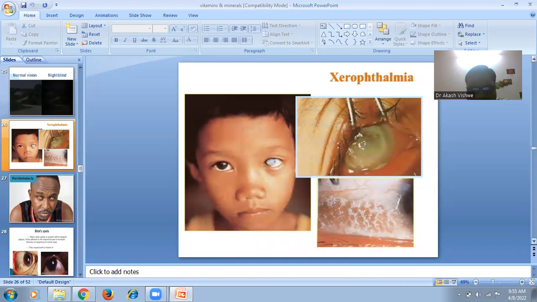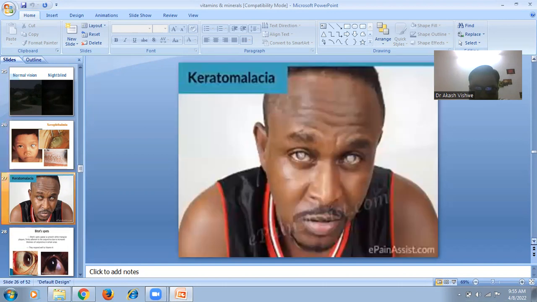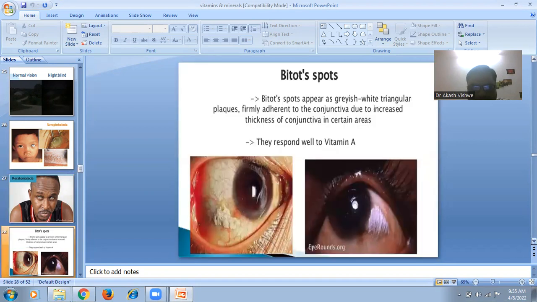So here we have another diagram, of xerophthalmia. And here, in both eyes of the patient, there is keratomalacia. The last diagram related to this condition is known as the Bitot spot. It appears as grayish white triangular plaques, firmly adherent to the conjunctiva due to increased thickness of the conjunctiva in certain areas. It is a triangular-shaped thing which responds very well to vitamin A.